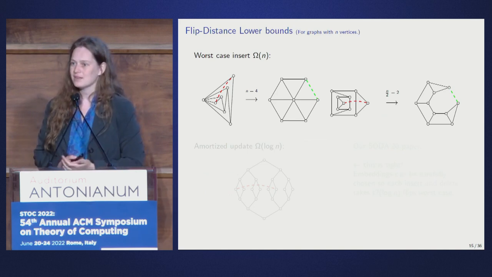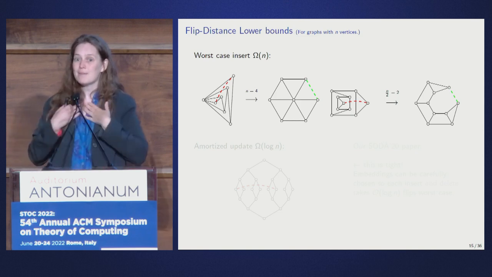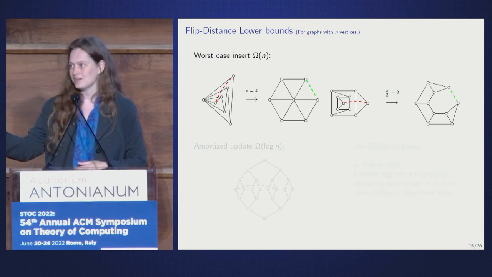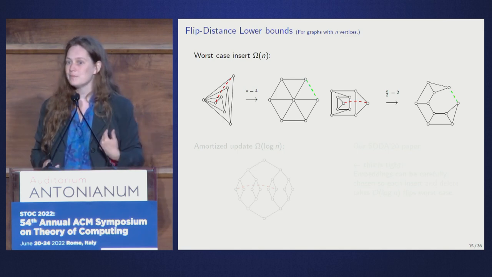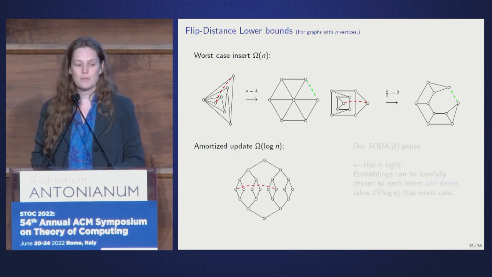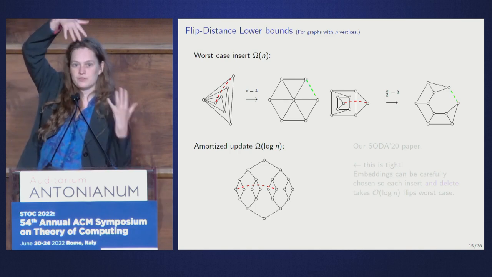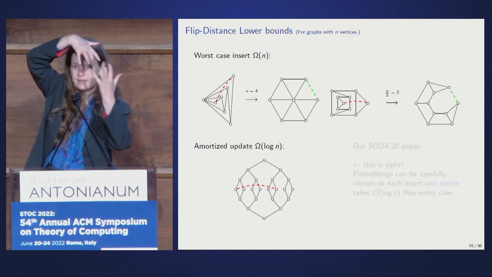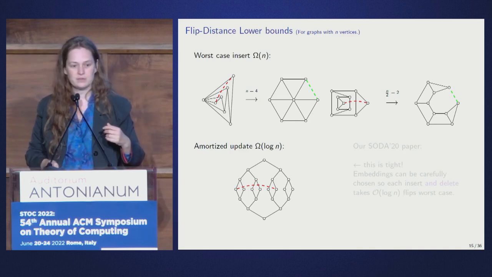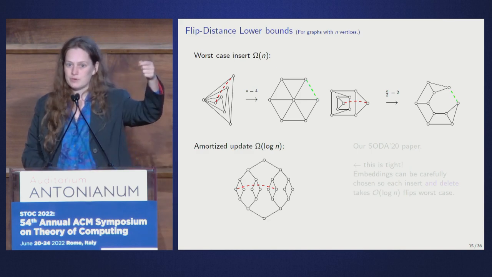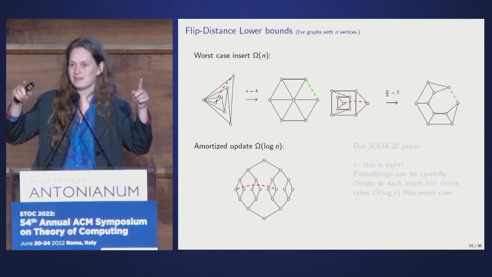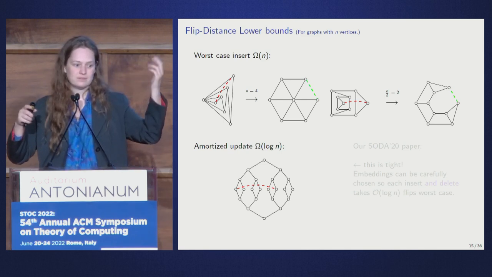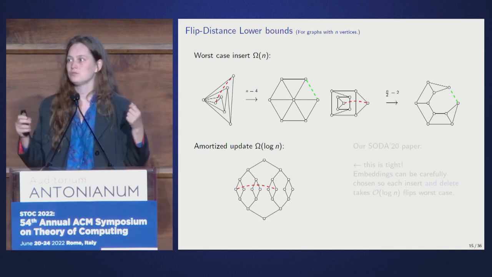But how about amortized? What if you give me the graph, then I'm allowed to draw it in the plane, then you give me the edge. How many flips can you force me to make to accommodate the edge? And now there's a lower bound of only log n. And how do you get that lower bound? You take two identical binary trees and glue them together by the leaves. You can just make them complete binary trees. And now you can take one arbitrary point and then zigzag into the furthest face and say you want to insert that edge. That's theta of log n many flips you need to do to insert the edge.